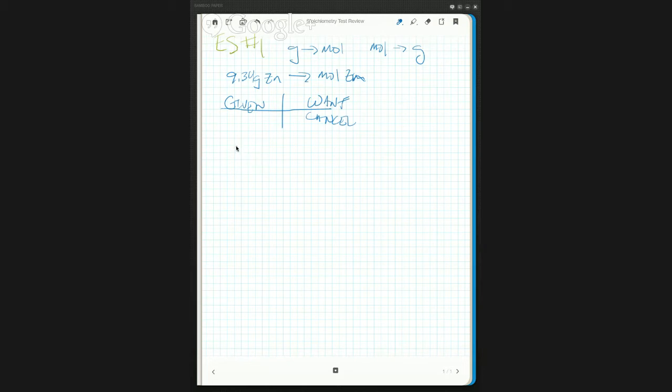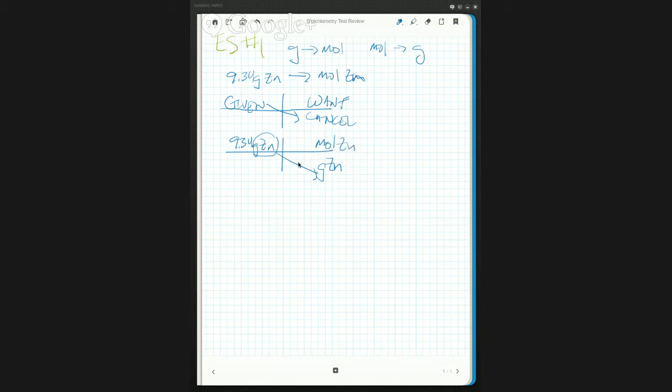So in this particular situation, we have 9.34 grams of zinc, number, unit, substance. And the things we want to cancel, right? So this grams of zinc has to be down here, grams of zinc. And what we want, well, we want moles of zinc. So moles of zinc up top, okay?